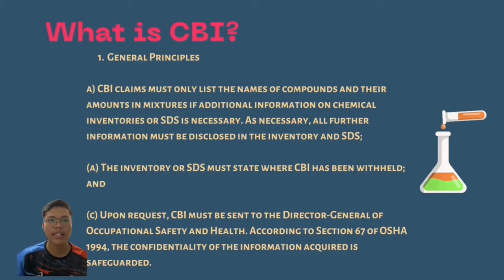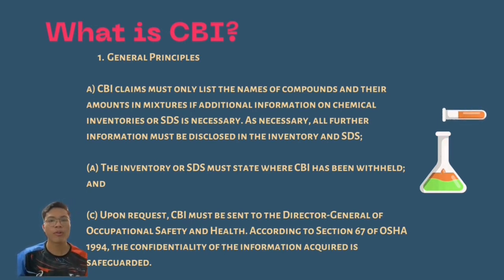So what is CBI? General principles for CBI. CBI claims must only list the name of compounds and their amounts in mixtures if additional information on chemical inventories or SDS is necessary. As necessary, all further information must be disclosed in the inventory and SDS. The inventory or SDS must state where CBI has been withheld, and upon request, CBI must be sent to the Director General of Occupational Safety and Health. According to Section 67 of OSHA 1994, the confidentiality of the information acquired is safeguarded.